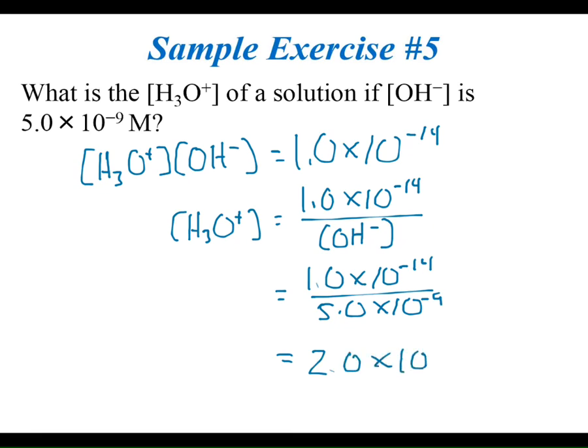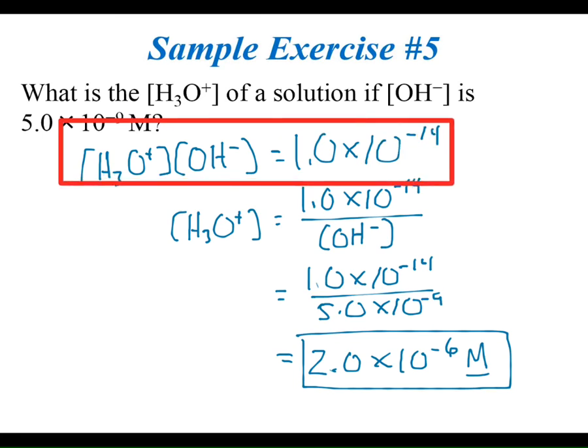Yep. And since it's a concentration, it's going to be molarity. Molar, because it's concentration. So yeah, this relationship right here, like I said, is very handy. The hydronium times the hydroxide is always 1 times 10 to the negative 14. I would give you that on a test or a quiz, but you just got to know how to use it. So if you know the one, you can find the other.